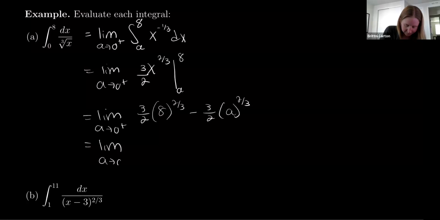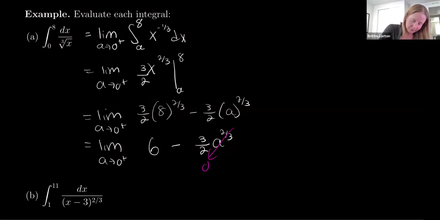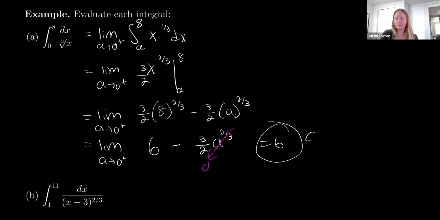So the limit as a approaches 0 from the right-hand side, you can type that into your calculator if you'd like, but it is 8 to the 2/3. So the cubed root of 8 is 2, and then squared is 4 times 3 is 12, divided by 2 is 6. There we go. Minus 3 over 2 times a to the power of 2/3. And then I'm going to take that limit, and this guy, obviously 0 to the power of 2/3 is just 0. So my answer there was 6, and that integral converges.